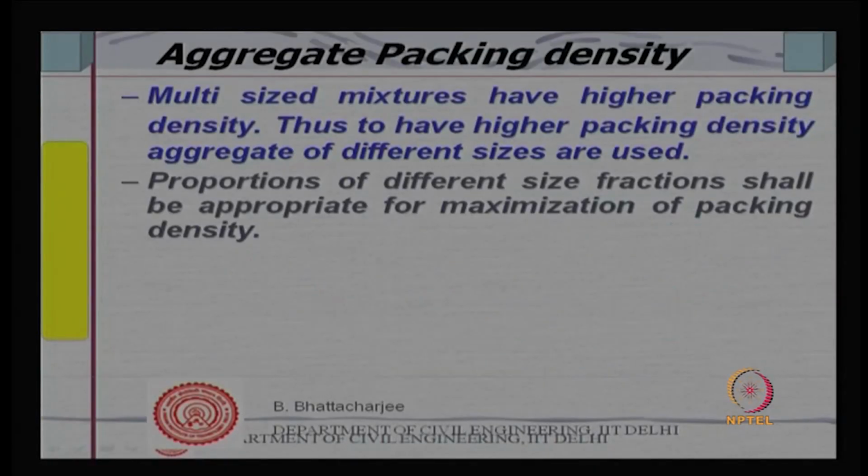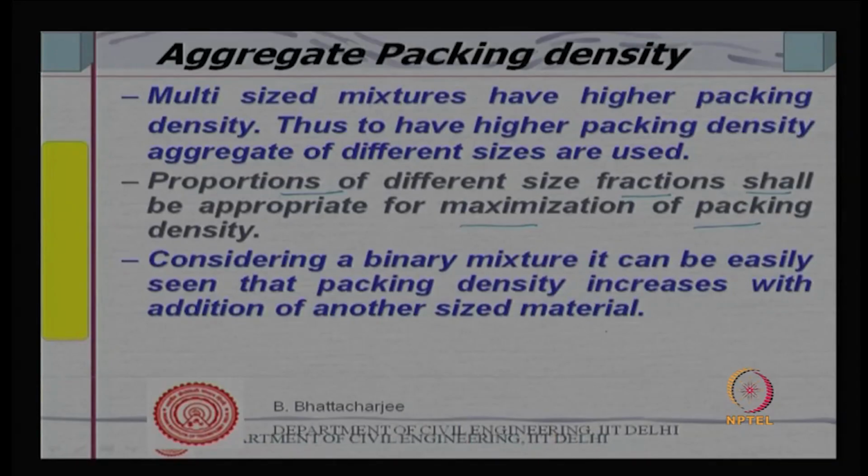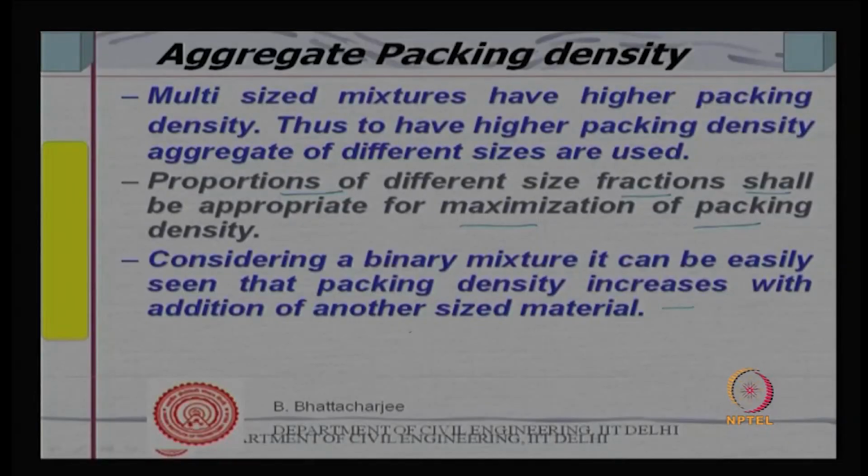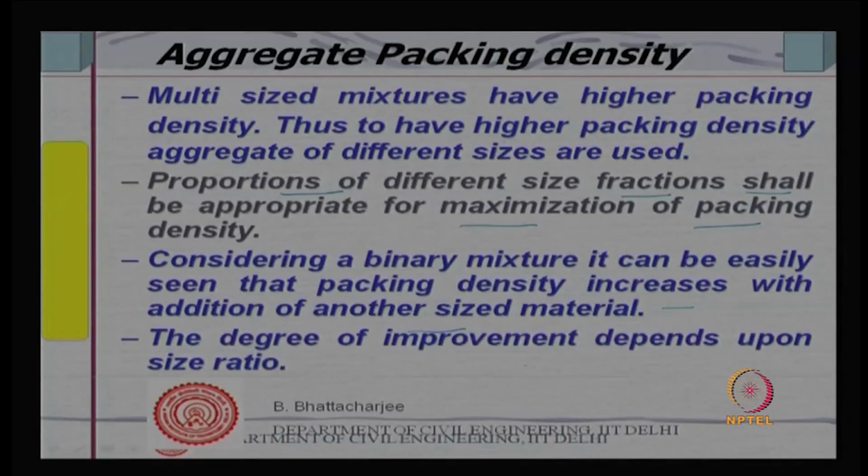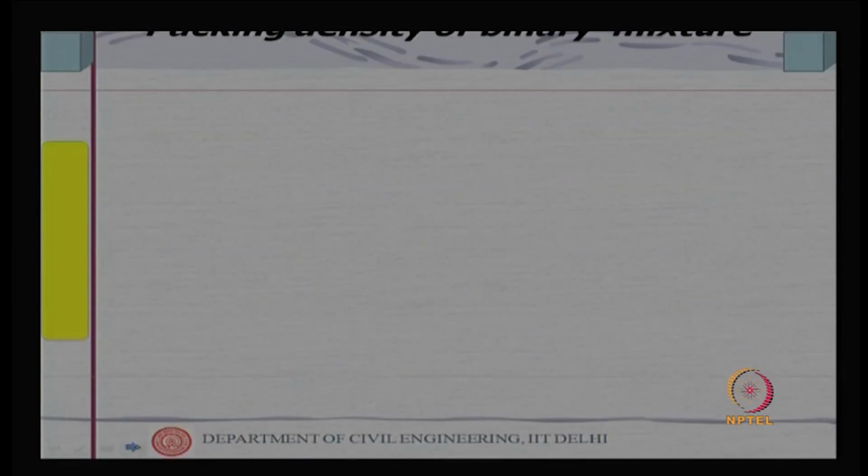So, size ratio is important, proportion is also very important. Maximization of the packing density is possible depending upon the proportions of each size fraction. Now, this can be explained very easily considering a binary mixture. Let us see how packing density increases with addition of another size material, we can understand this much more easily. Obviously, degree of improvement depends upon size ratio, I have already mentioned, and let us look into how it improves.